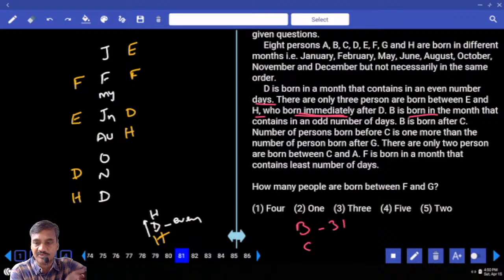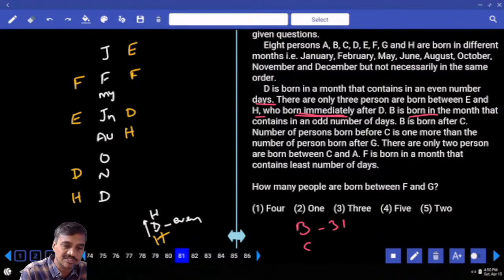Number of persons before C is one more than after C. And there are only 2 persons between C and A. Now in between C and A there must be exactly 2 people. Then what are the possibilities?